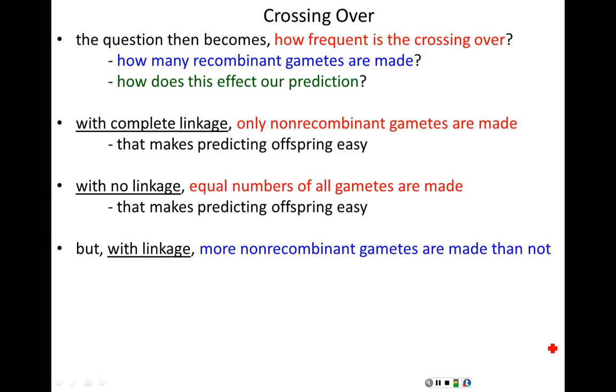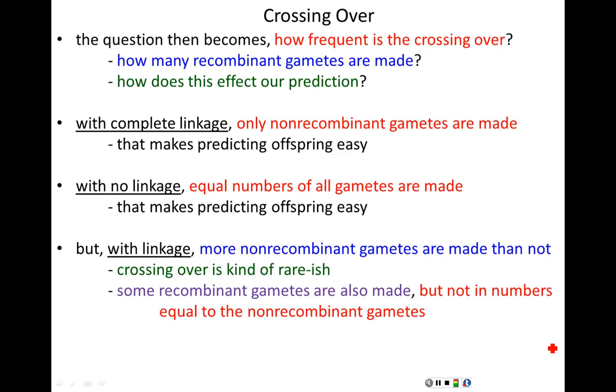But with normal linkage, when recombination can occur, you make more non-recombinant gametes because not crossing over is more common. Crossing over is kind of rare-ish, kind of, sort of, a bit. So you make some recombinant gametes, but not as many of them as you make non-recombinant gametes. And it gets predicting offspring really, really tricky, unless you know what's going on.